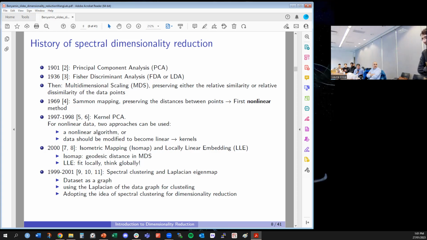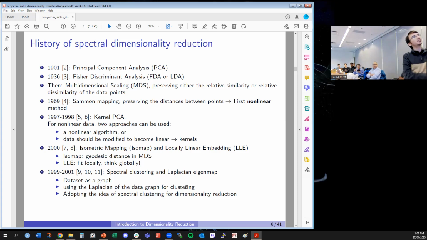And what is LLE? LLE proposed an idea which I can say is the core idea behind all nonlinear manifold learning methods: fit locally, but think globally. So you're saying that you have some data points, don't look at them at once. Look at them by neighbor, fit locally. Hopefully the global structure will be preserved. This is the idea of LLE.